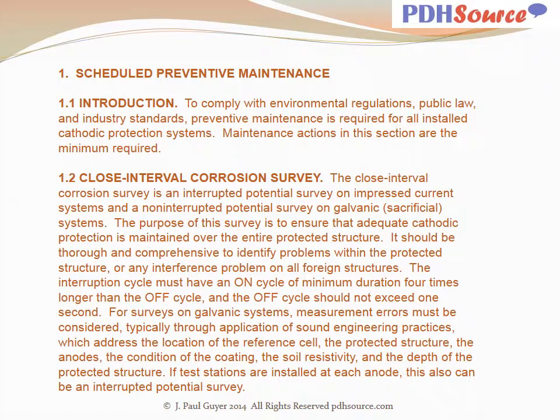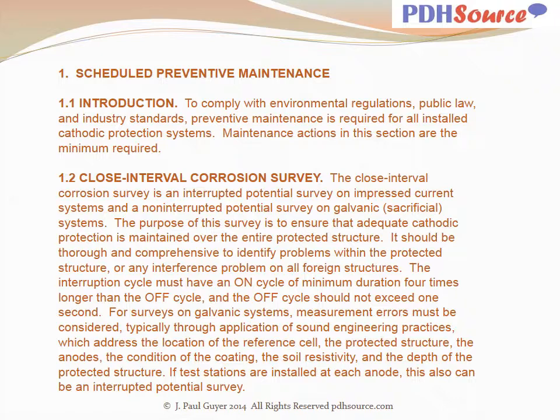First, scheduled preventive maintenance. To comply with environmental regulations, public law, and industry standards, preventive maintenance is required for all installed cathodic protection systems. Maintenance actions in this section are the minimum required. First, with regard to close interval corrosion survey. The close interval corrosion survey is an interrupted potential survey on impressed current systems and a non-interrupted potential survey on galvanic or sacrificial anode systems.